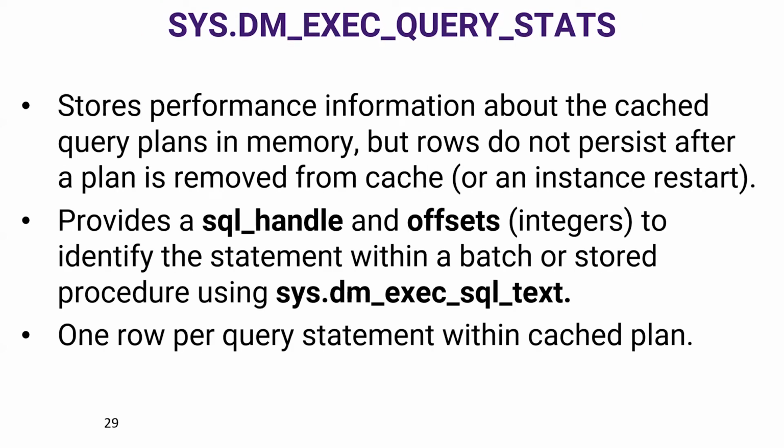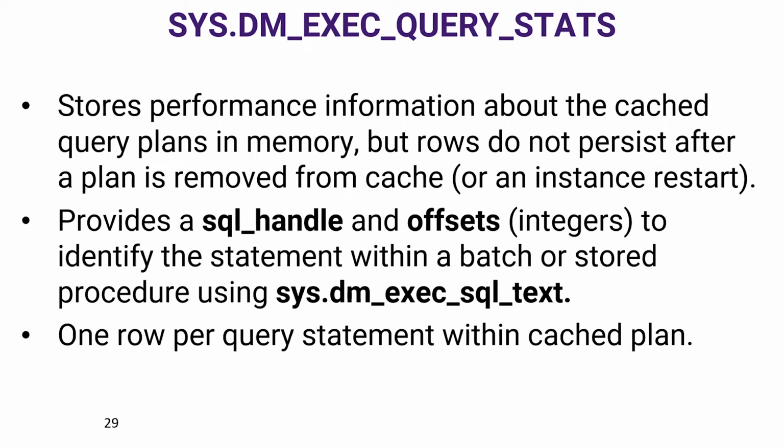Let's move on. sys.dm_exec_query_stats. This shows performance about the cached query plans in memory. But rows do not persist after the plan is removed from cache, or obviously after an instance restart removes everything from cache. It provides a SQL handle and offsets, which are integers, to identify the statement within a batch. So for example, if you have a large stored procedure that does many different statements, you can use the SQL handle to identify the plan and the offsets to identify where literally the characters begin and end for the statement that you're using. And so then you could tell which part of my very long stored procedure is most problematic.